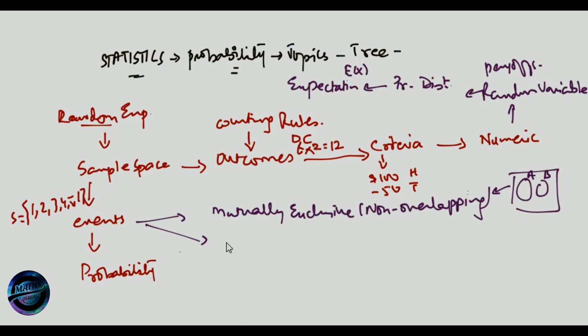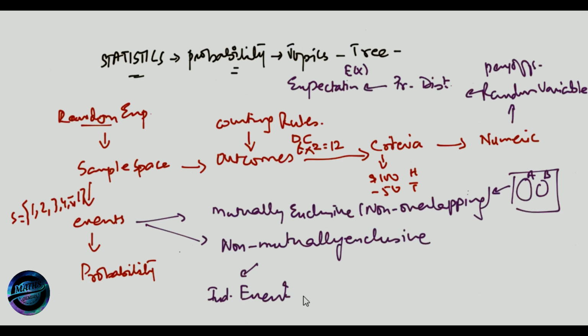Okay, and the other type of events are non-mutually exclusive events, right? And one of the types is independent events. Okay, and the other is dependent, conditional probability. Okay, that's the end of the session.